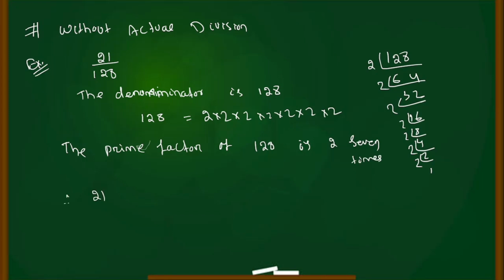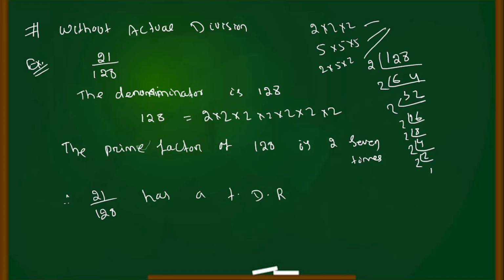Therefore, 21 by 128 has a terminating decimal representation. How? If the denominator is only 2s, or only 5s, or 2s and 5s, then it is a terminating decimal representation, otherwise non-terminating. Suppose the denominator's prime factorization is 2 into 3 into 2 into 5, then it is a non-terminating decimal representation, because a factor other than 2 and 5 is there, that is 3.